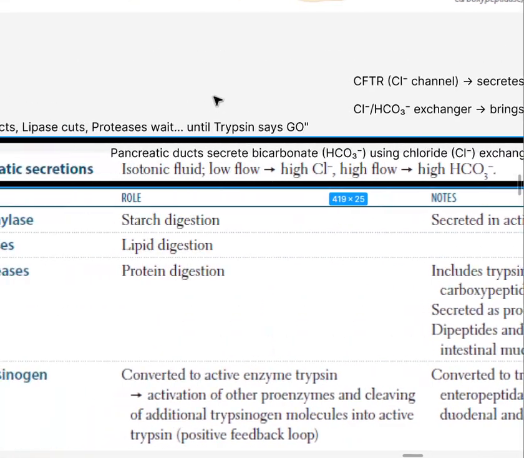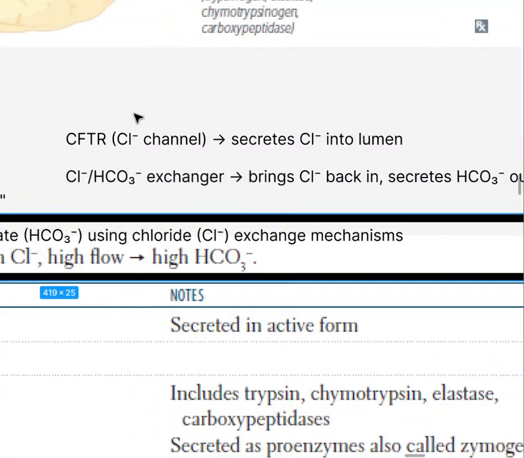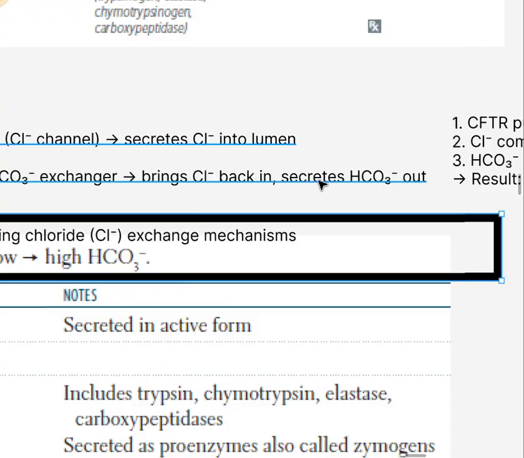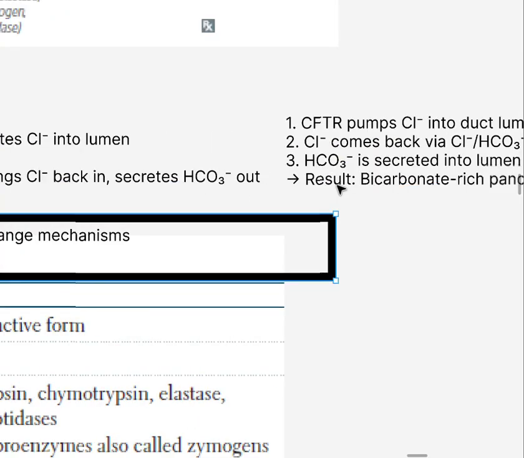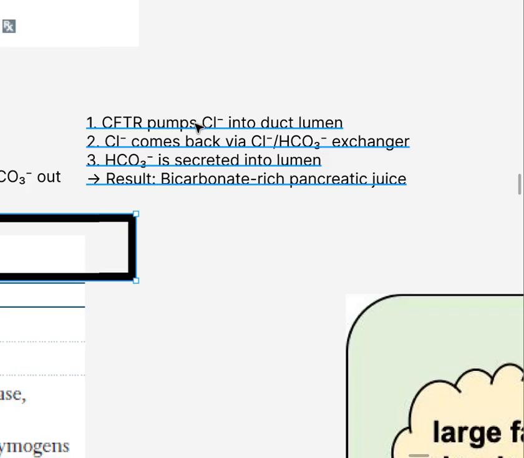So basically, what happens is you have these two exchangers. You have the CFTR chloride channel that secretes chloride into the lumen, and then the chloride hydrogen carbonate exchanger brings the chloride back in and secretes the hydrogen carbonate out. The first step is the CFTR pumps chloride into the duct lumen, and then the chloride comes back via the chloride hydrogen carbonate exchanger. So the hydrogen carbonate is secreted into the lumen. The result is a bicarbonate rich pancreatic juice.